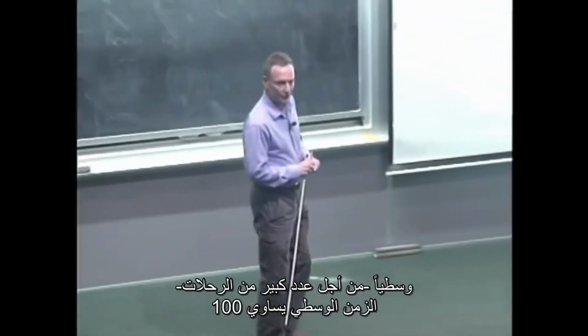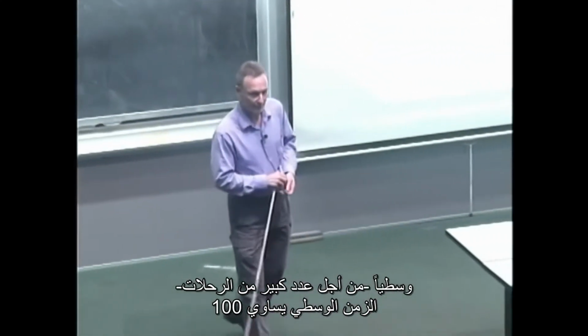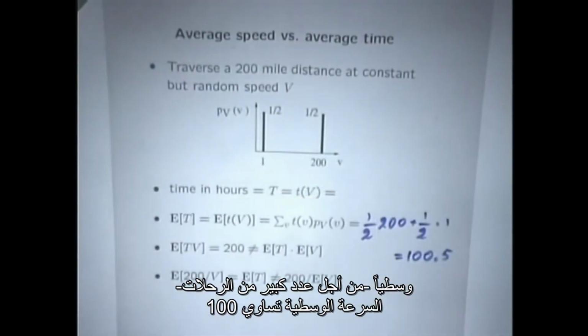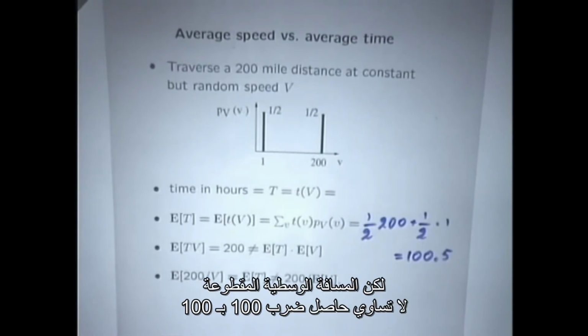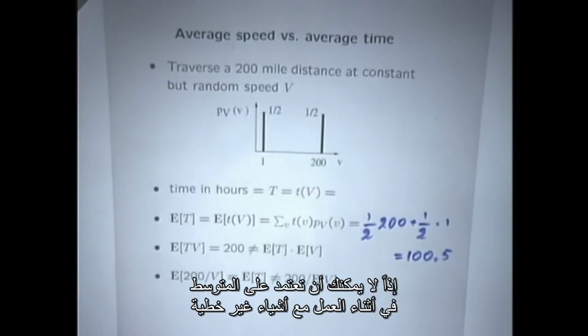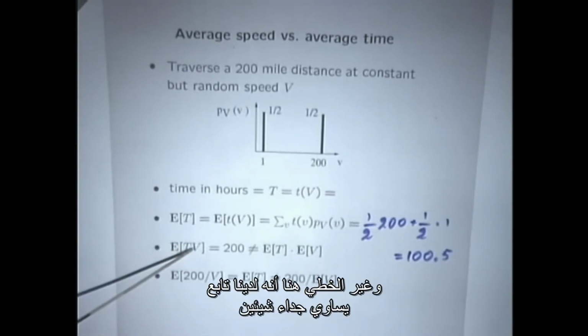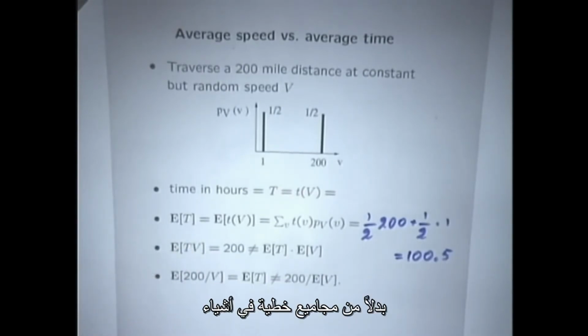So on the average, over a large number of trips, your average time would be 100. On the average, over a large number of trips, your average speed would be 100. But your average distance traveled is not 100 times 100. It's something else. So you cannot reason on the average whenever you are dealing with nonlinear things. And the nonlinear thing here is that you have a function which is a product of stuff as opposed to just linear sums of stuff.